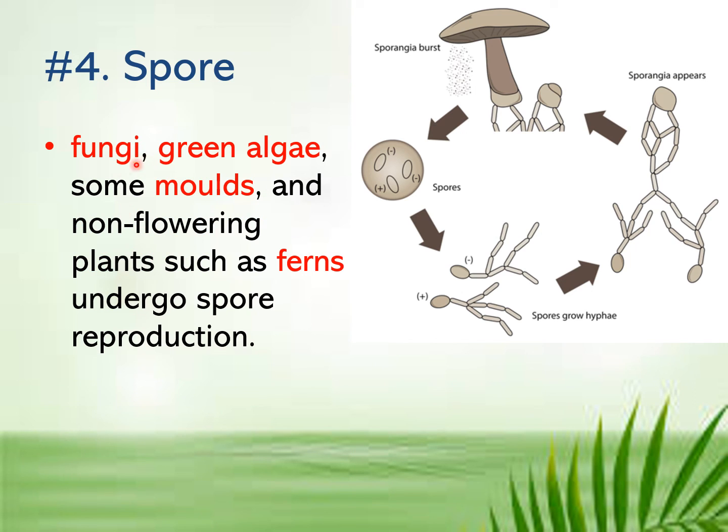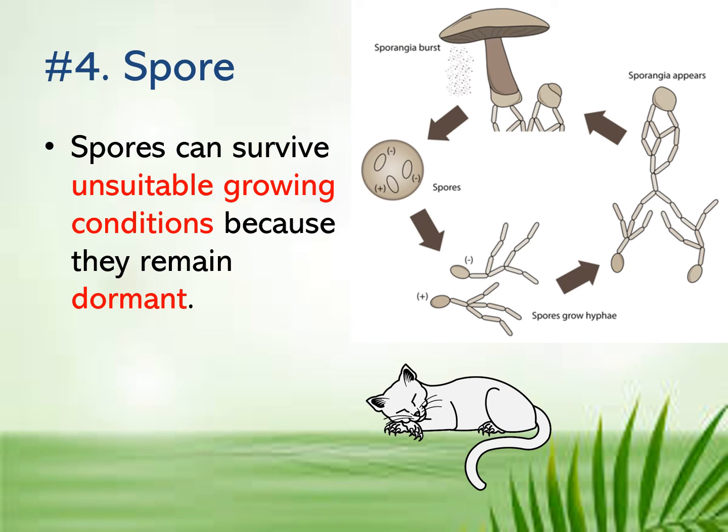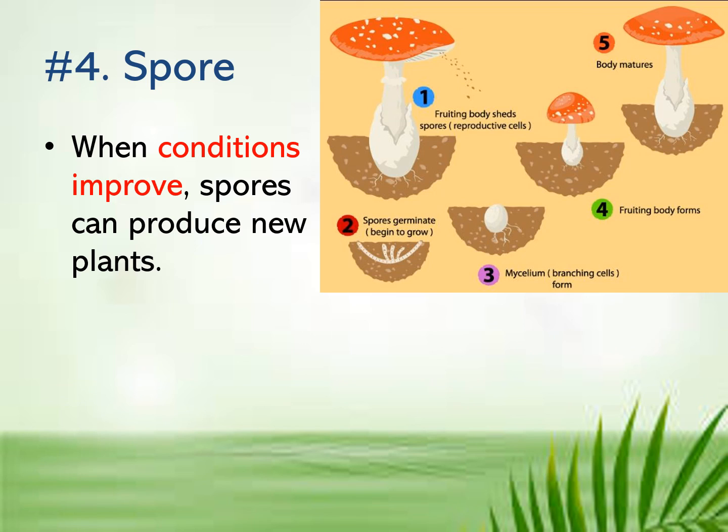And when it comes to spores, like I mentioned, fungi, some green algae, molds, ferns and certain simple plants are the ones that undergo spore reproduction. The interesting thing about spores is, as you can see, when it comes to the four seasons, spring, summer, fall, winter, some plants die off during the winter time. Plants give up their leaves during winter to save energy. Spores, on the other hand, some of them can survive for a long period of time, even in extreme circumstances like cold temperature, because they stay dormant, which is like a sleeping situation. And when the dormant stage is done, the conditions improve and spores can produce new plants.